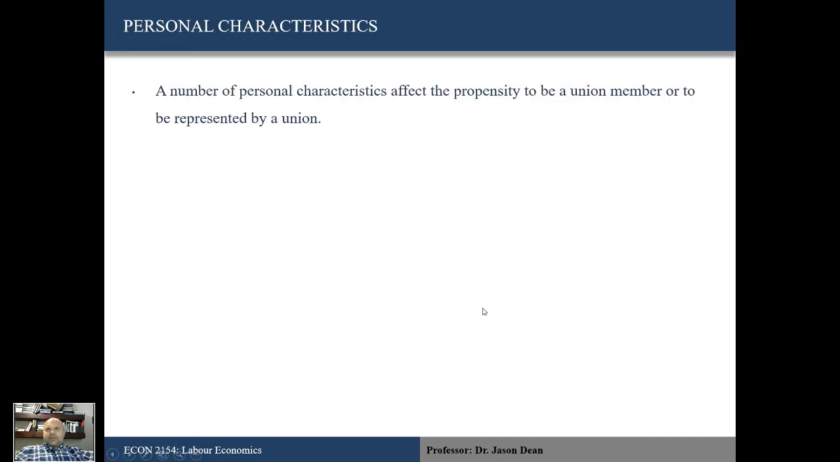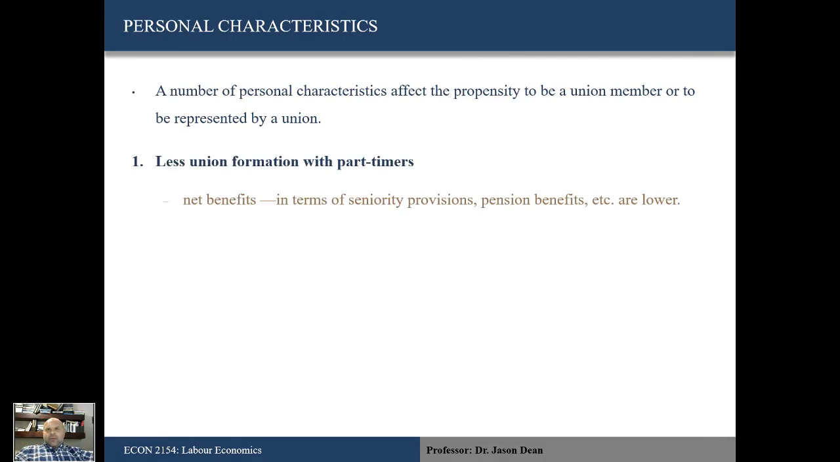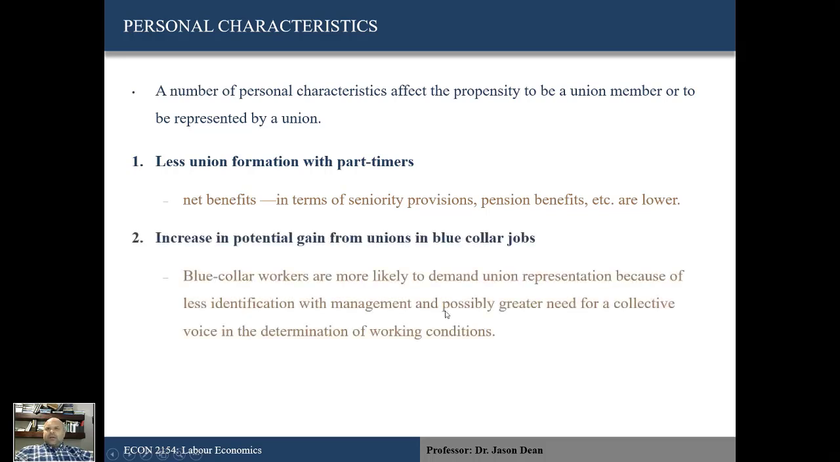Now, in terms of personal characteristics, there are a number of them that affect the propensity to be a union member or to be represented by a union. So there tends to be less union formation among part-time workers. And this kind of makes sense. The net benefits in terms of seniority provision, pension benefits, and other aspects are going to be lower for them if they're part of a union. There also tends to be an increase in the potential gain from unions in blue-collar jobs. So blue-collar workers are more likely to demand union representation because of less identification with management and possibly a greater need for collective voice in the determination of working conditions.